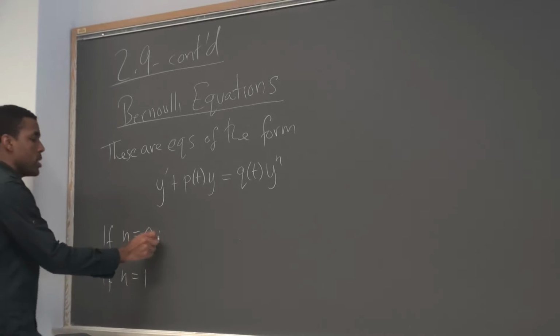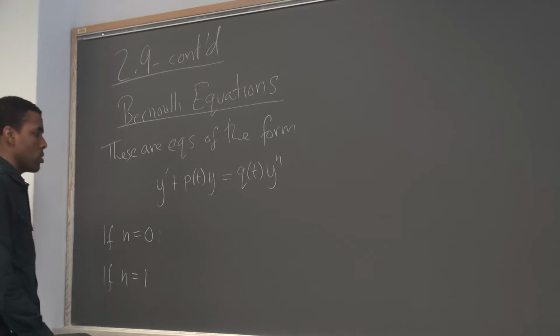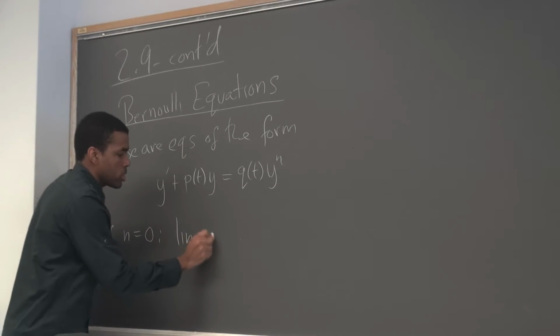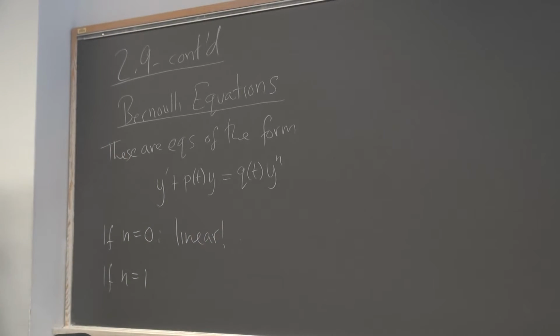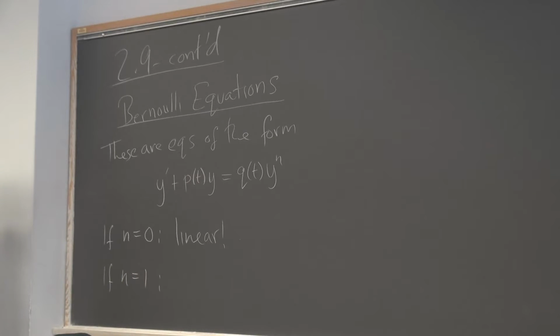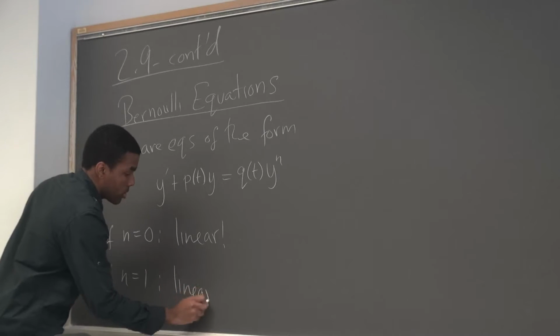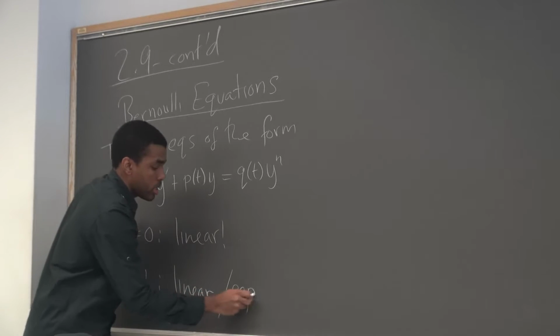Tell me what happens if n is 0. What kind of equation is this? No, it's linear. It's linear, right? So we know how to deal with that already. What if n is 1? No, it is still linear, right? And it's even separable in that case.